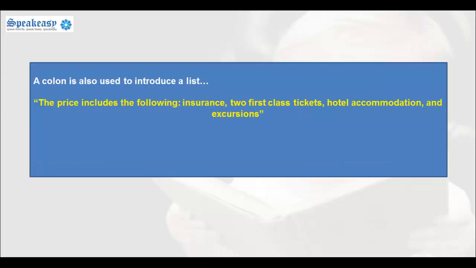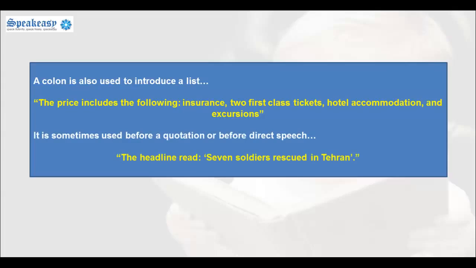A colon is also used to introduce a list. For example, the price includes the following: insurance, 2 first-class tickets, hotel accommodation, and excursions. It is sometimes used before a quotation or before direct speech. The headline read: 7 soldiers rescued in Tehran.